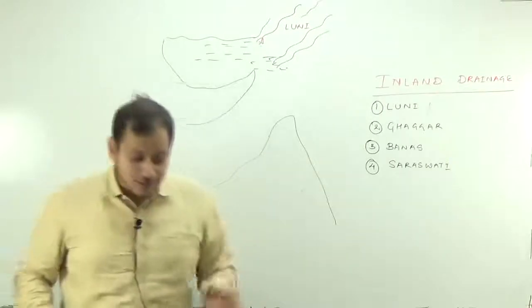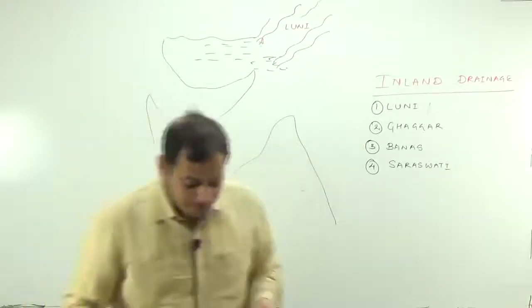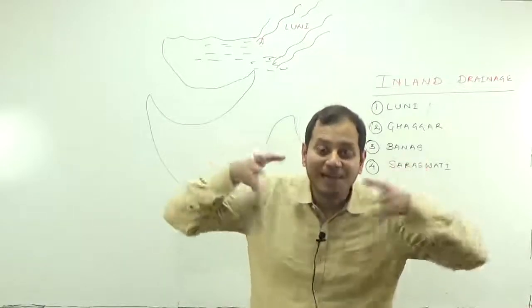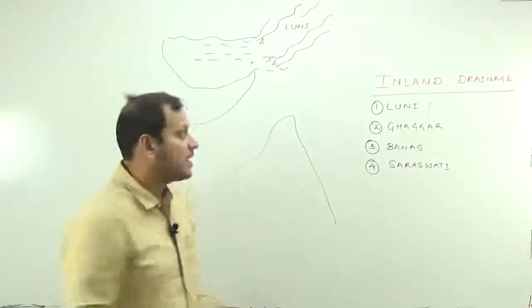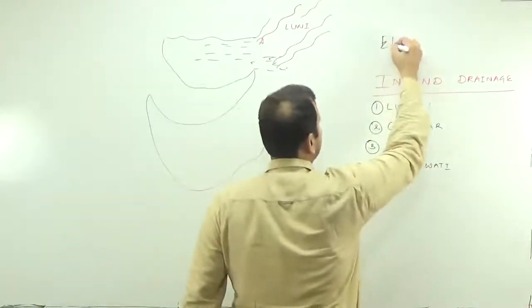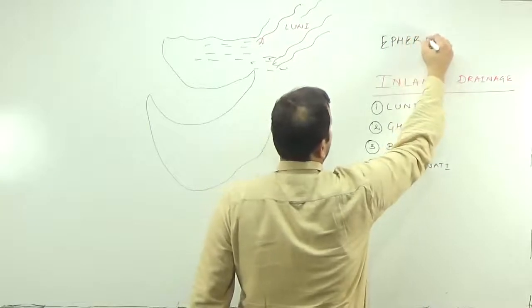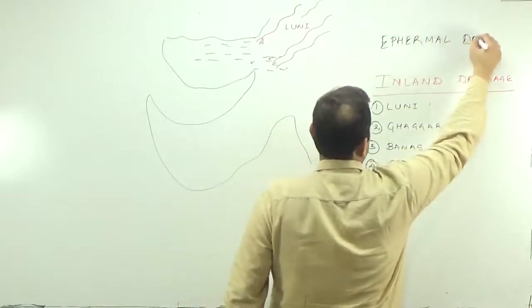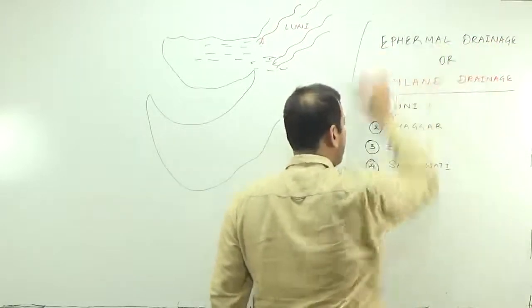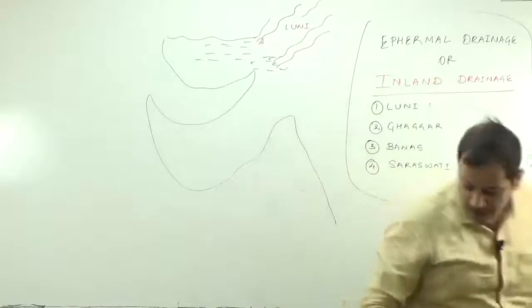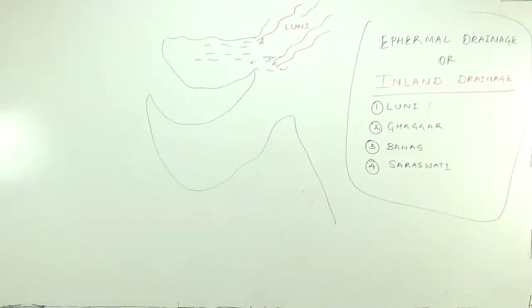Now, such are the rivers which do not drain into the sea, which do not come and meet the sea. Such rivers are known as inland drainage, or these are also known as ephemeral drainage. So the ephemeral drainage system in India consists of Luni, Ghaggar, Banas and the Saraswati river.